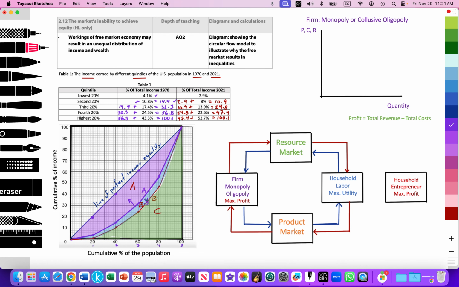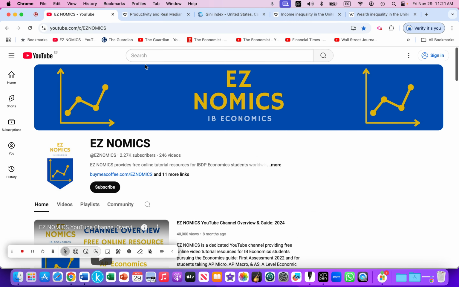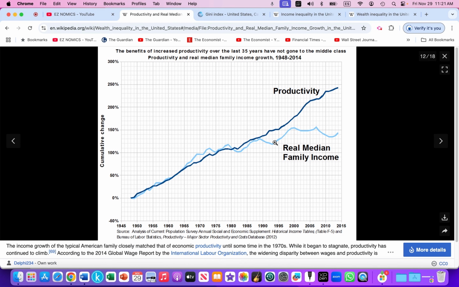But I'm using the United States to highlight that over half a century, income distribution has been getting worse from 1970 to 2021. If we look at real median family income and productivity, we can see from post-World War II to about 1980 approximately, they're very strongly correlated, which would make sense.